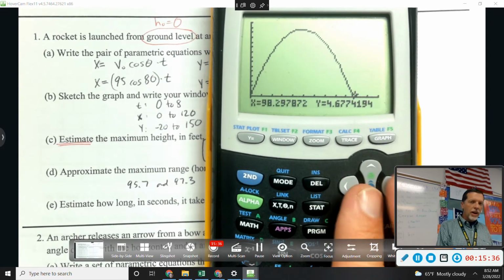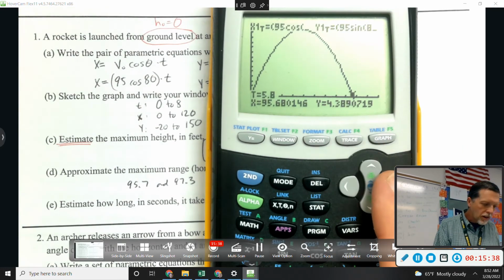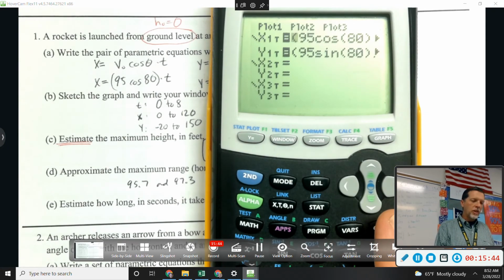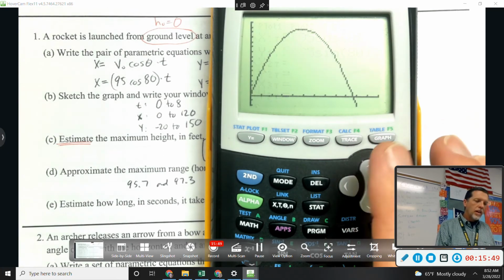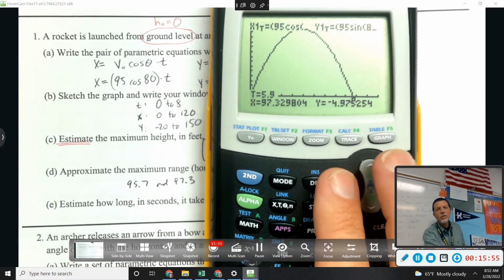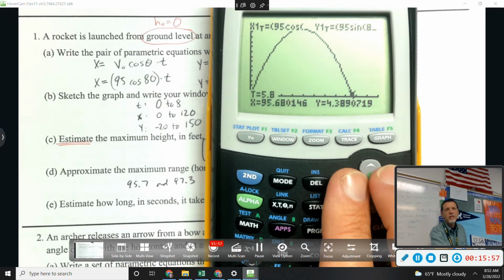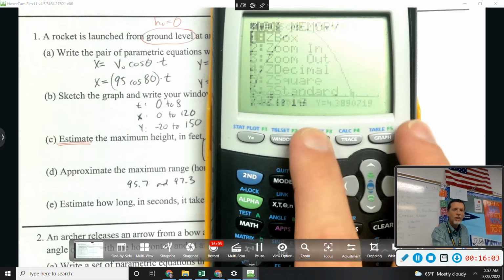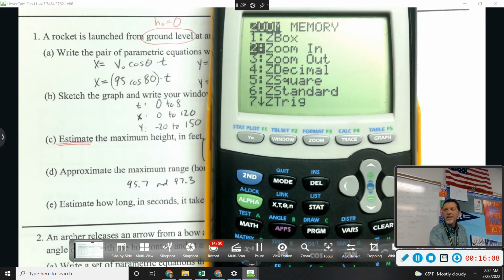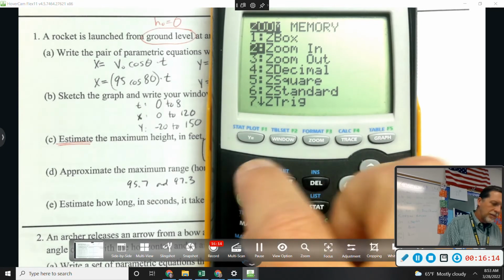Now, there is a way to get this trace to work better. What if you just changed it back to normal? If you change it back to normal, you're going to lose those equations because it's not going to be x and y anymore. So if I wanted a more accurate answer, you could change your scale. You could change your window. You could zoom in, way in, so that your answer was super accurate. I don't want to do that though.